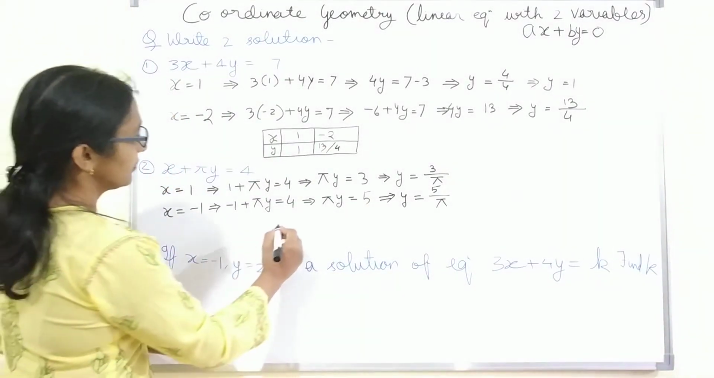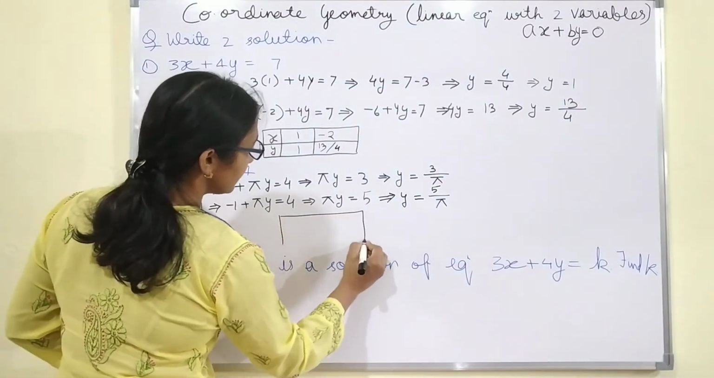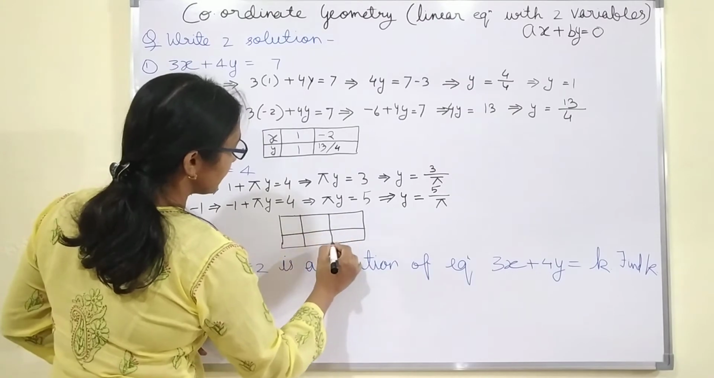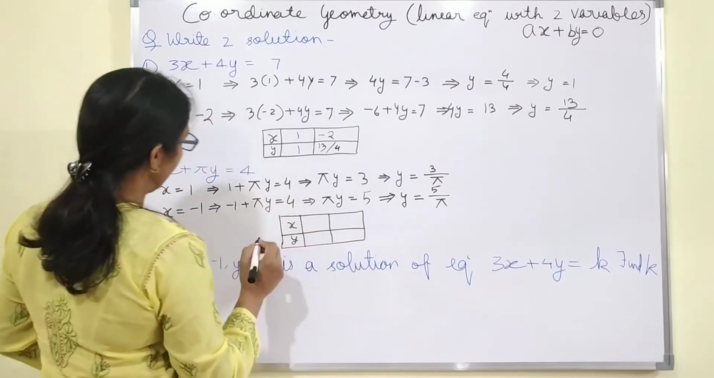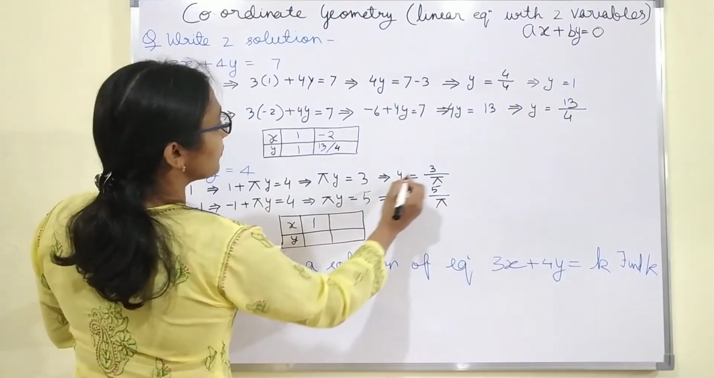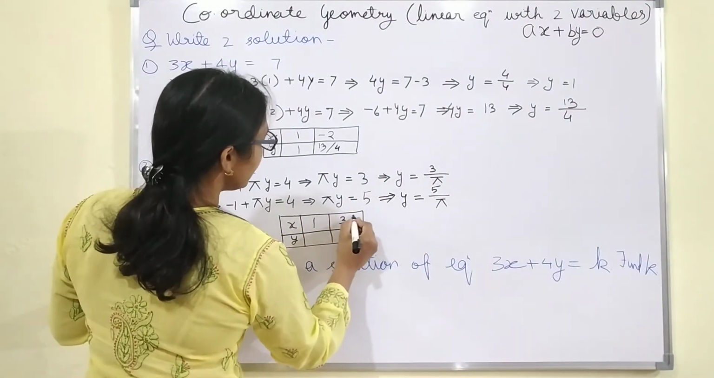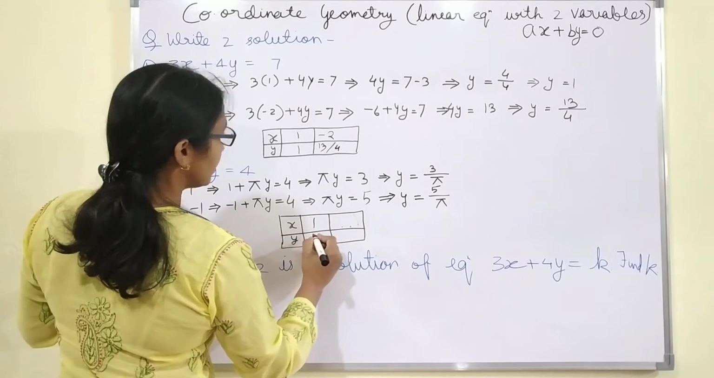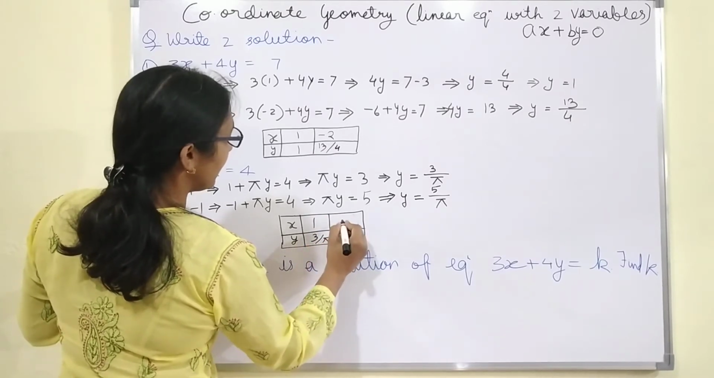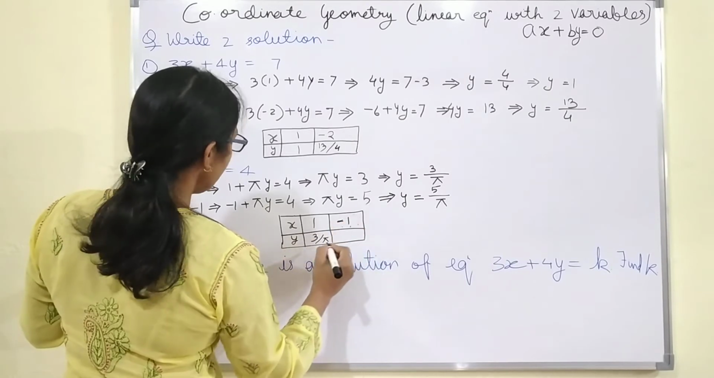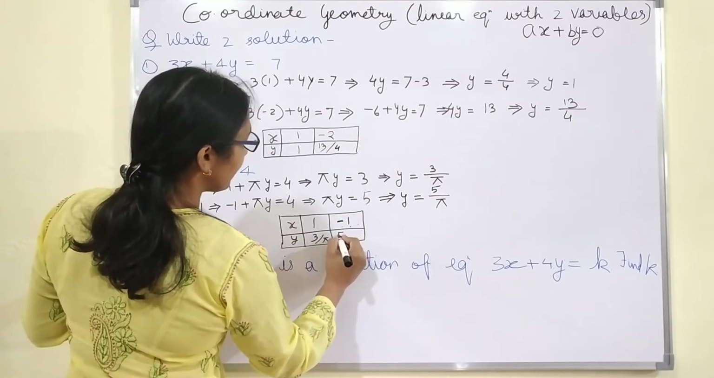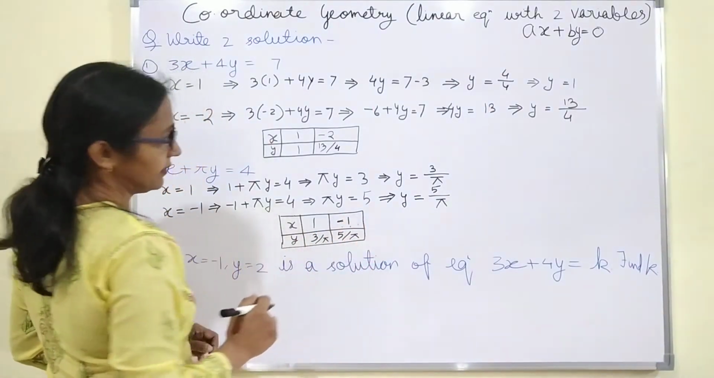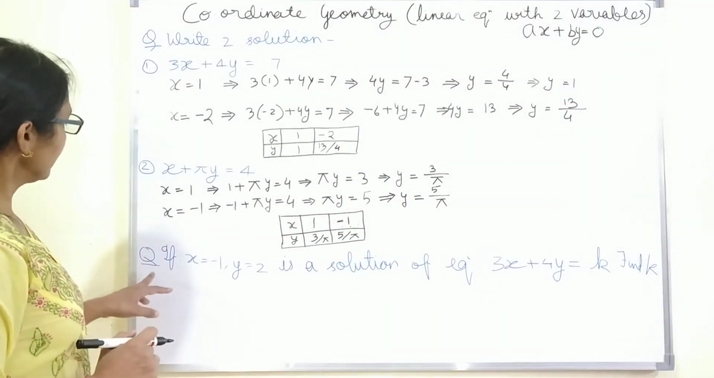Okay. So we will draw a chart of x, y. If value of x is 1, value of y is 3 upon pi, and x equals to minus 1, value of y will be 5 upon pi. Okay. Now, next question.